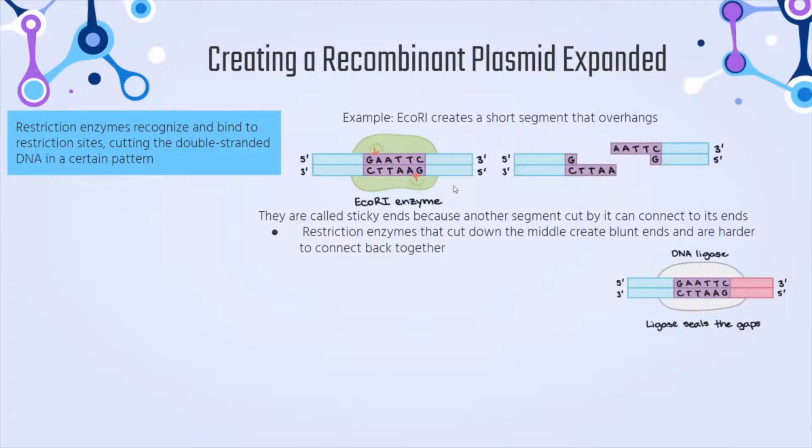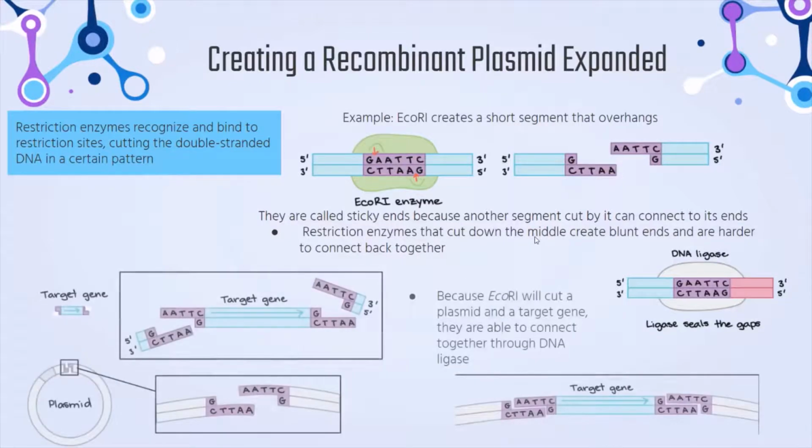So contrary to EcoRI, restriction enzymes that only cut down the middle will create blunt ends, and they are harder to connect back together. Because EcoRI will cut a plasmid and a target gene, they are able to connect together through DNA ligase. So you can see in this picture that a target gene is cut in these locations, whereas the plasmid is also cut down this middle, and as a result, the target gene can enter into the plasmid. And finally, ligase will seal this gap together.